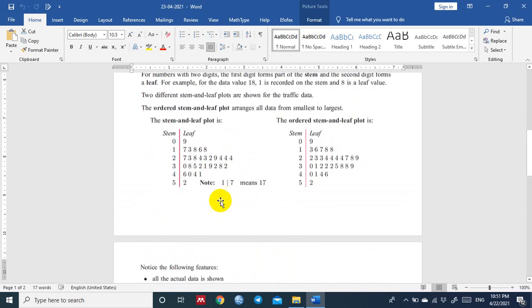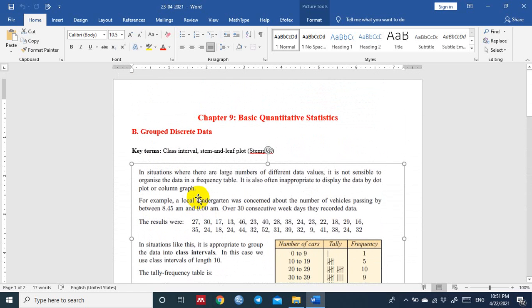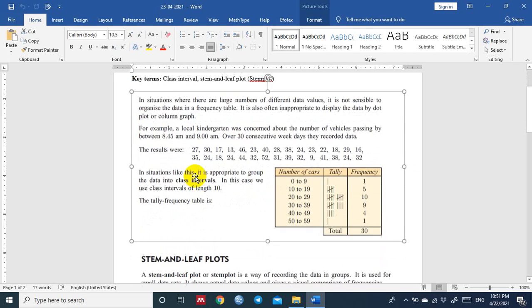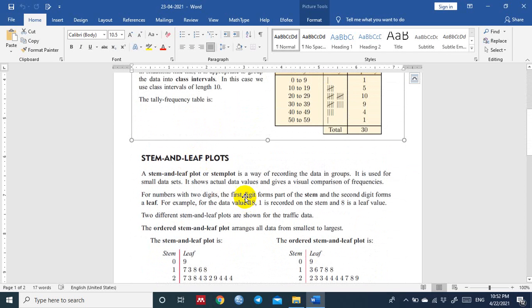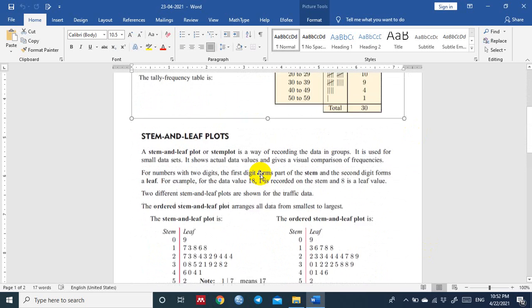Right. So I hope you understand the meaning of the group discrete data, when do we use the group data, and you also understand how to plot the data by using stem and leaf plot. So I hope you understand those two things.